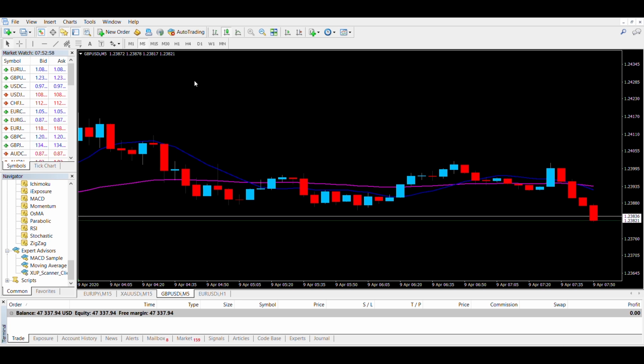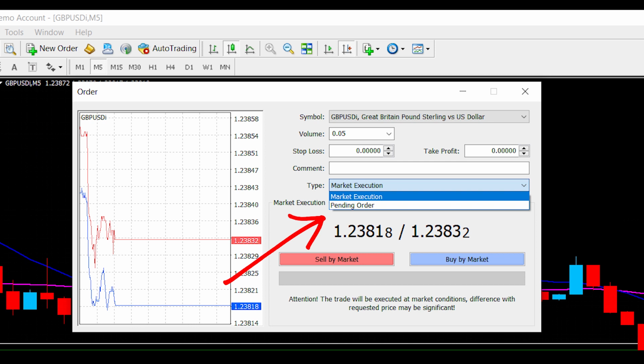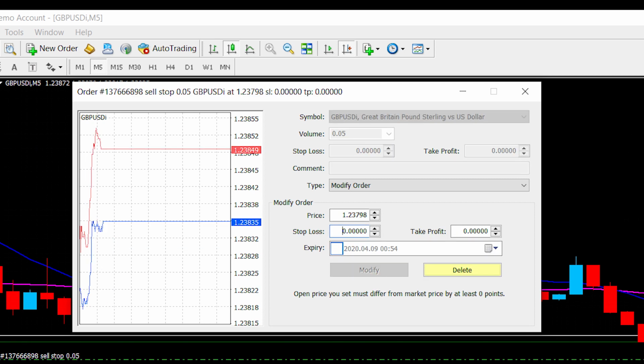All right, so now I'm going to put in a pending order for a sell stop. Price is going down, so I can put in a sell stop. I just have to be really fast at doing it. You would click right here where it says new order, and then you would click pending order, and then after pending order, you will put sell stop, okay?